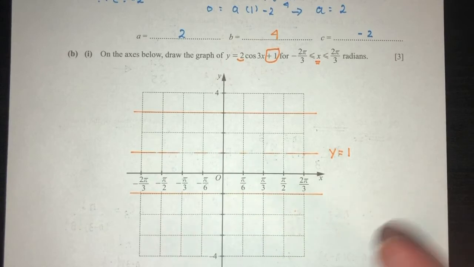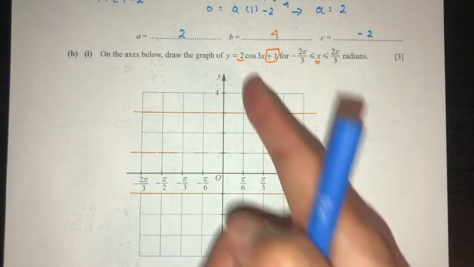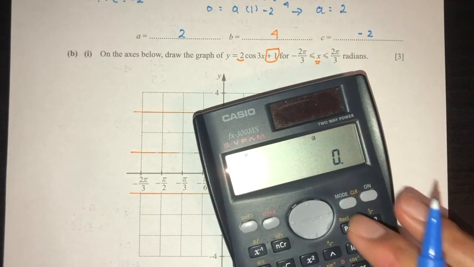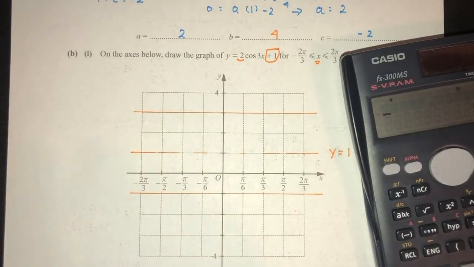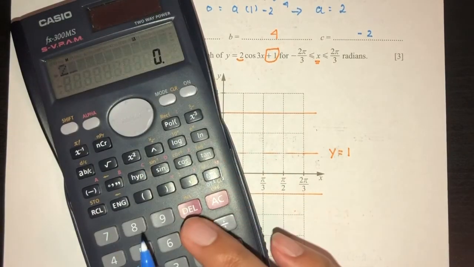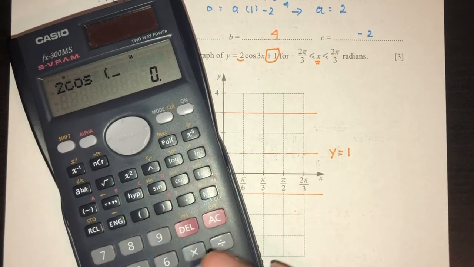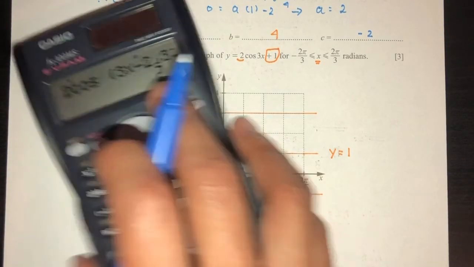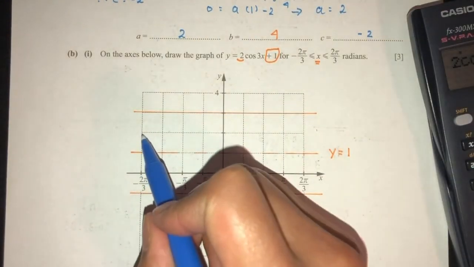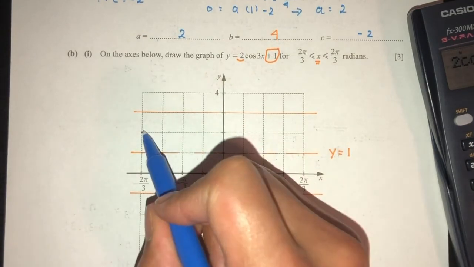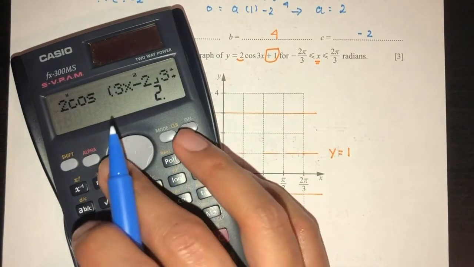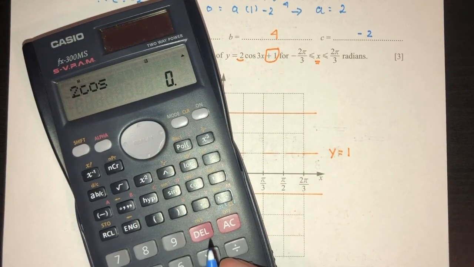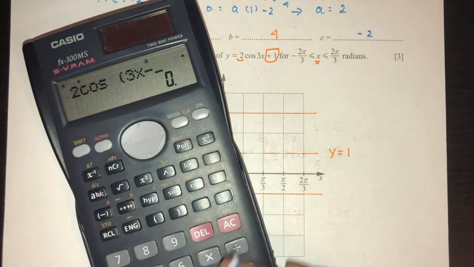Now to know where to draw, we can just replace those values back in our equation. So let's do that. Let's use radians. So first point here is minus 2 pi by 3. So we have 2 cos 3 times minus 2 over 3 pi. That will be 2. So the value of 2 will be right here. This is 1, 2. That's the first point. And then we have minus pi over 2. So 2 cos 3 times minus pi over 2.